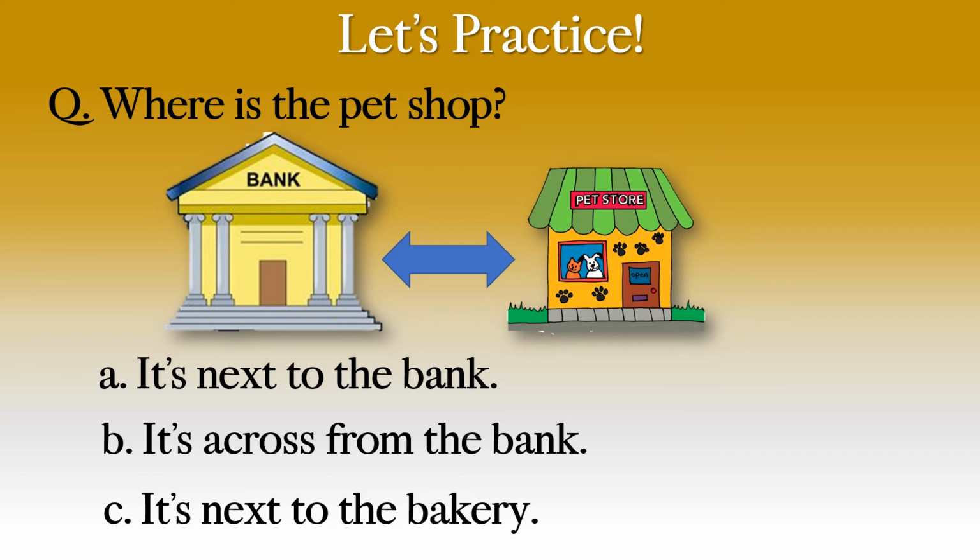Well, let's have a look. Can you see a bakery? No, so it can't be C. So it must be A or B. Is it next to the bank or across from the bank? It's next to the bank. So the answer is A. Did you get that one?